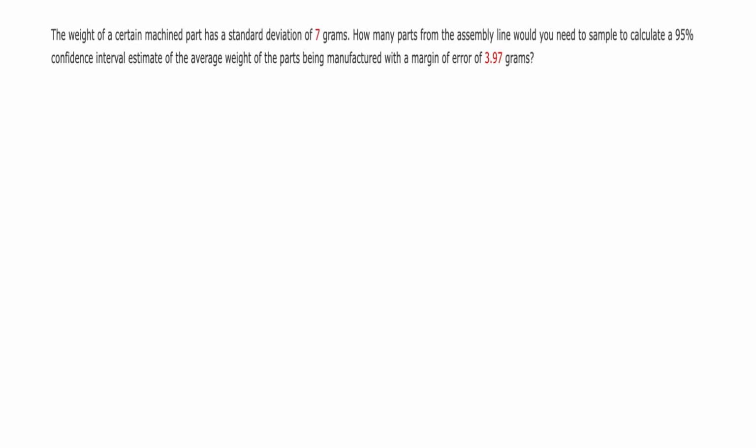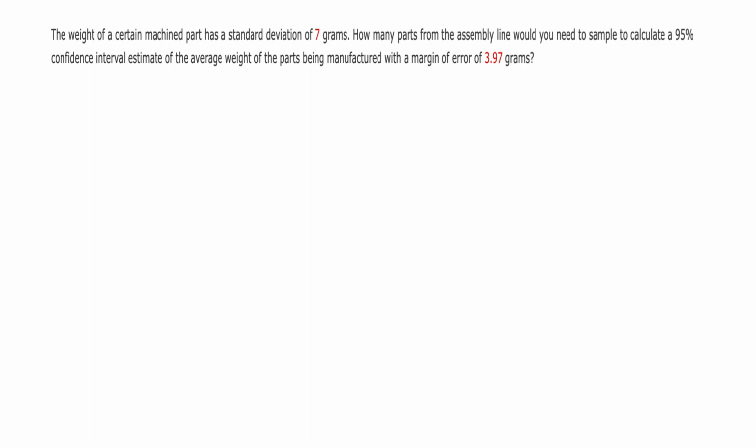All right, the weight of a certain machined part has a standard deviation of 7 grams. How many parts from the assembly line would you need to sample in order to calculate a 95% confidence interval estimate of the average weight of the parts being manufactured with a margin of error of 3.97 grams?